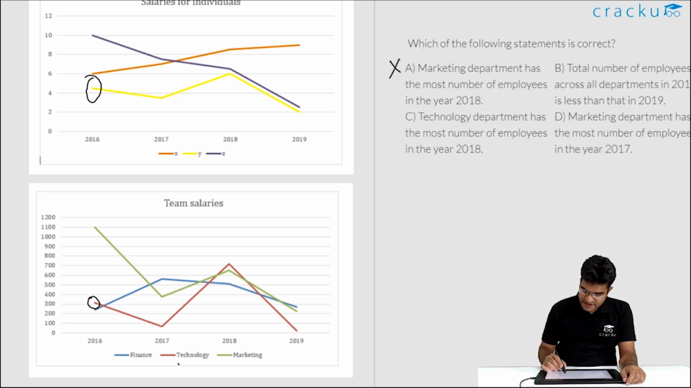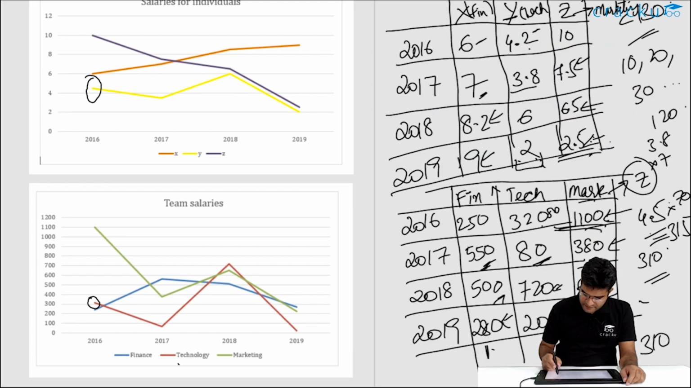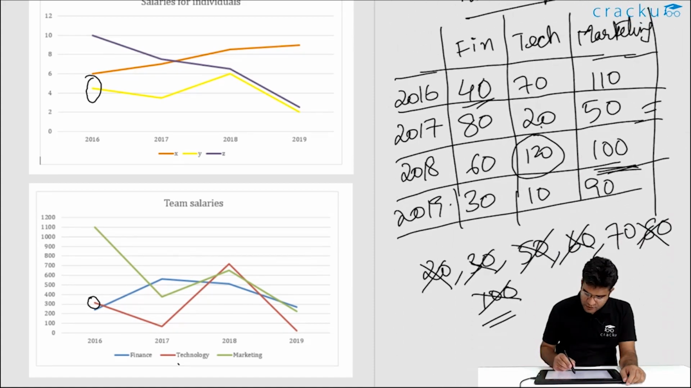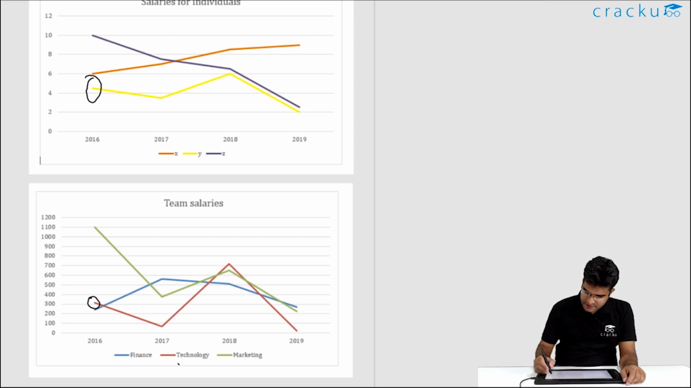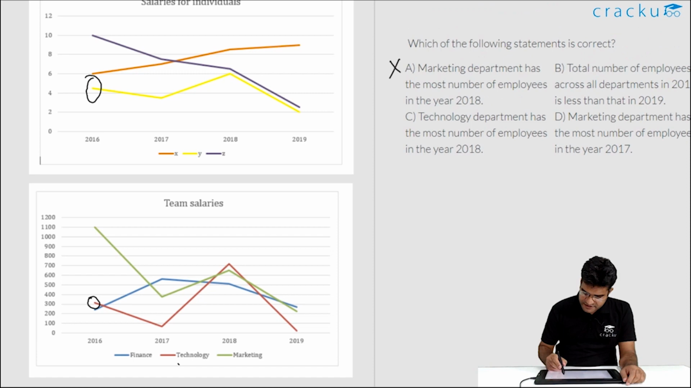If you are looking at option B, total number of employees across all departments in 2017 is less than that in 2019. So if you look at 2017, the total number of employees, as you have just calculated, is 150. In 2019, the total number of employees is 130. So the number of employees in 2017 is greater than 2019. And the option is total number of employees across all departments in 2017 is less than that in 2019. So this is also wrong.